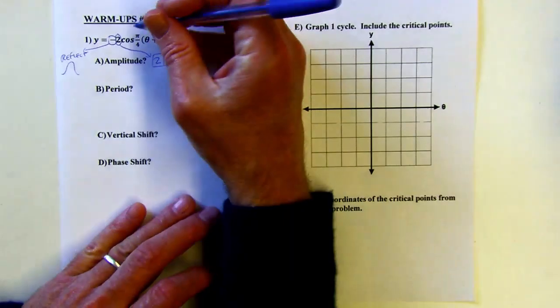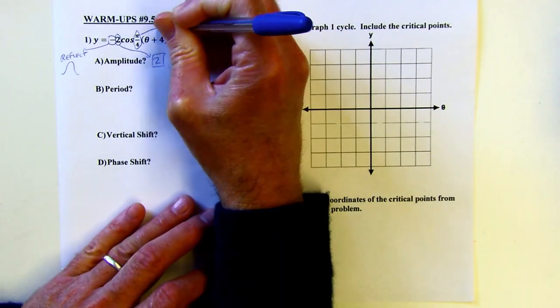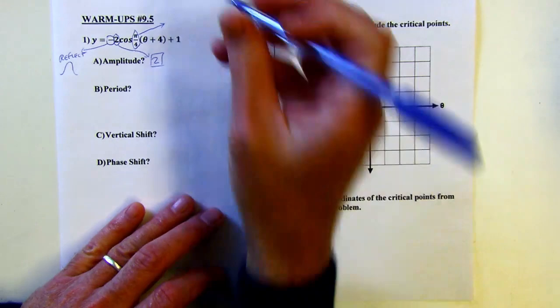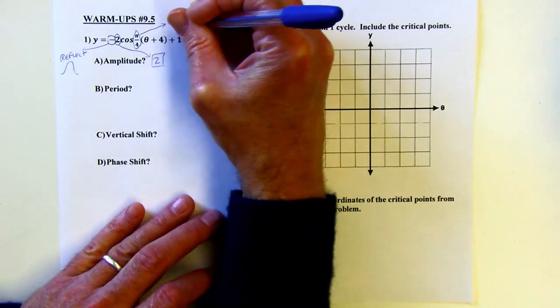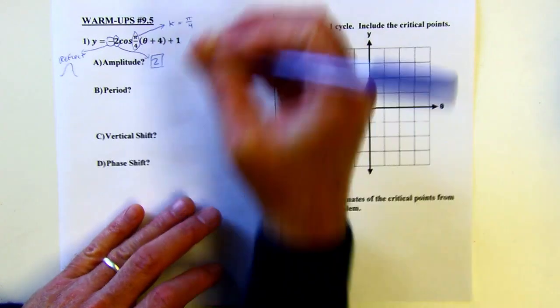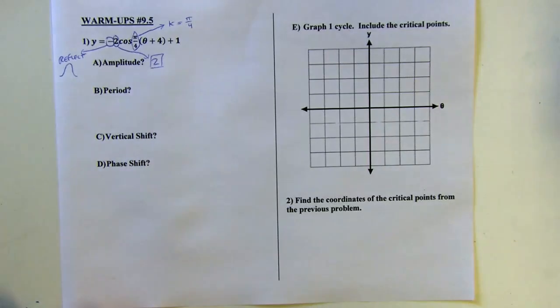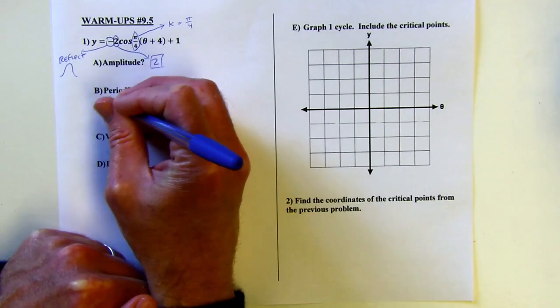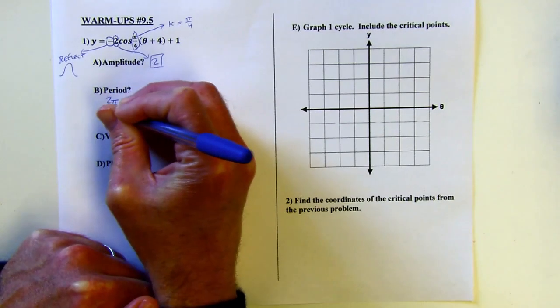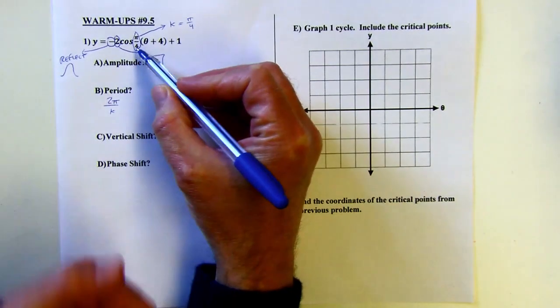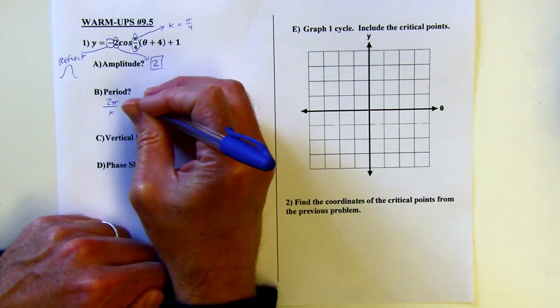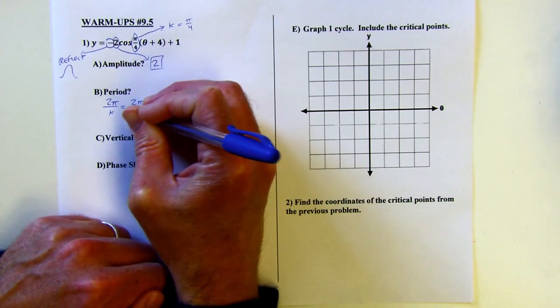The period is going to come from this coefficient, but it's not going to be pi over 4. So this is the k value. But period for sine or cosine is going to be 2 pi over k. So it's going to be 2 pi over whatever this coefficient is. In this case, 2 pi over 4.